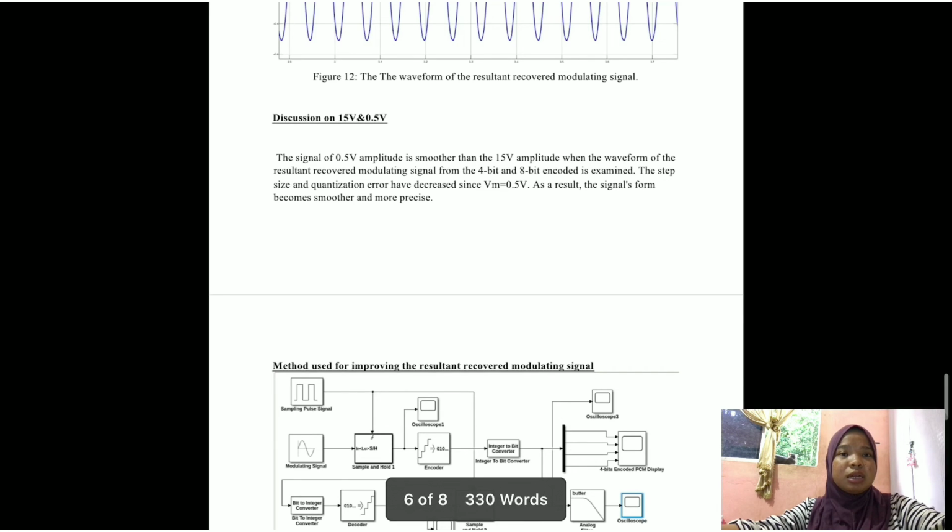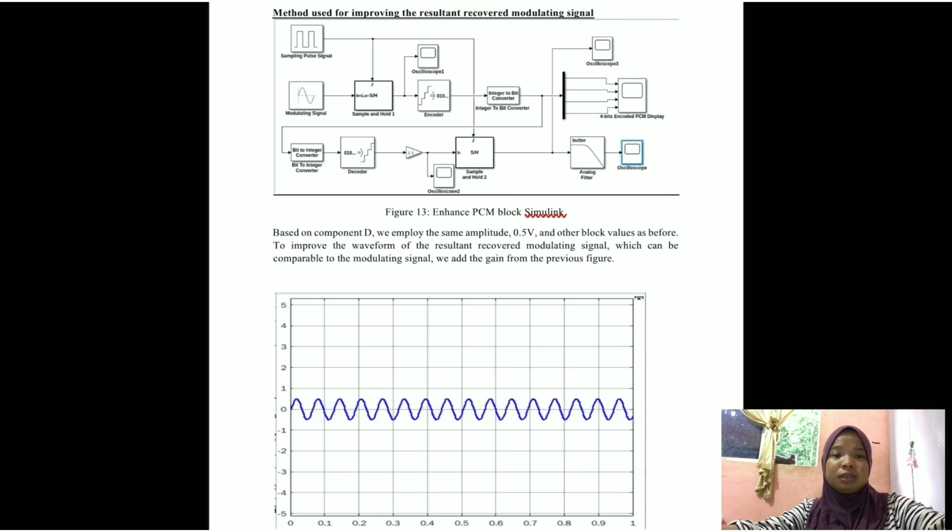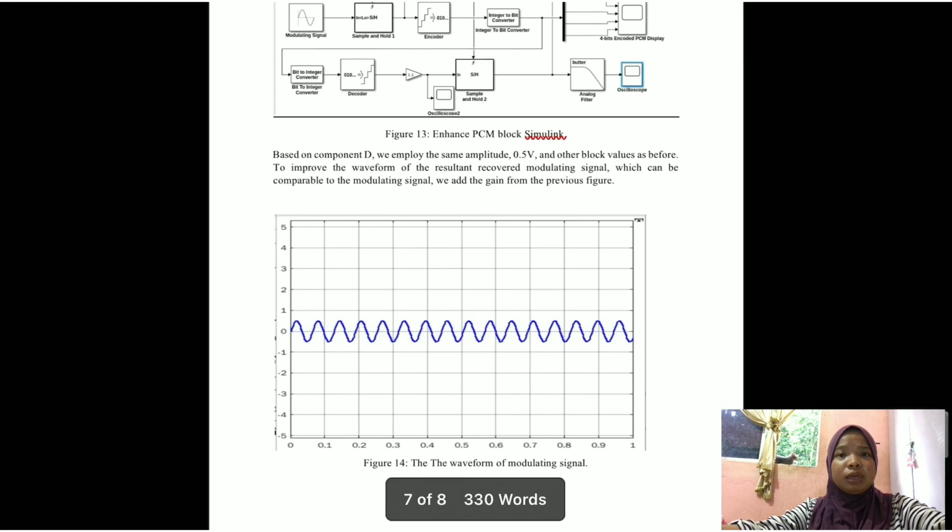Okay, and then next, this is the method used for improving the resultant recovered modulating signal. Based on part D, we employ the same amplitude, which is 0.5 volt, and the other block values as before, to improve the waveform of the resultant recovered modulating signal, which can be compared to the modulating signal we gained from the previous figure.